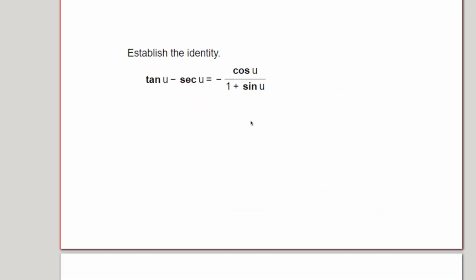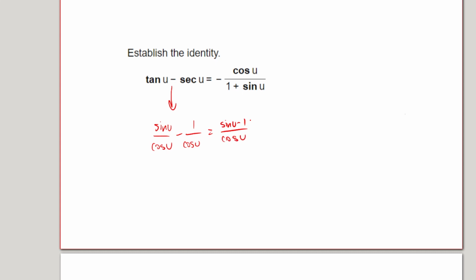Alright, this next one is establish the identity. It's another proof one. And what I'm going to do is I'm going to rewrite tangent and secant into sine and cosine. So tangent will be sine u over cosine u, and then secant will be 1 over cosine of u. Now you see these both have the same denominator, so I can rewrite this as sine of u minus 1 over cosine of u.